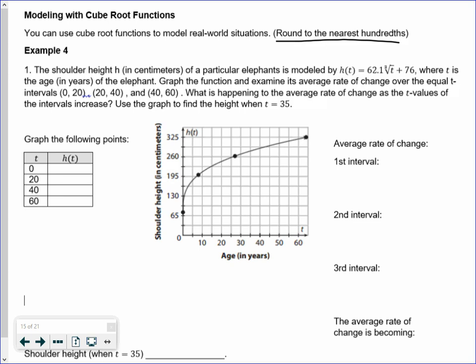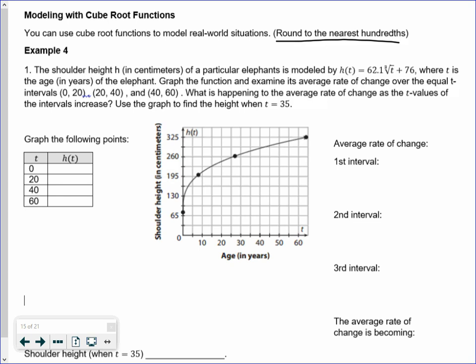So anyway, this problem here tells us the shoulder height, h in centimeters, of a particular elephant is modeled by h of t equals 62.1 times the cube root of t plus 76, where t is the age in years of the elephant. And we're going to graph the function, examine its average rate of change over the equal t intervals of 0 to 20, 20 to 40, and 40 to 60.